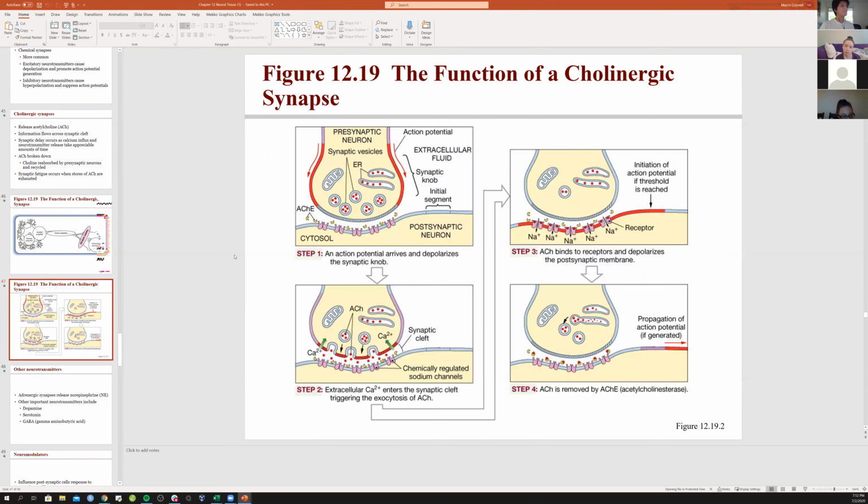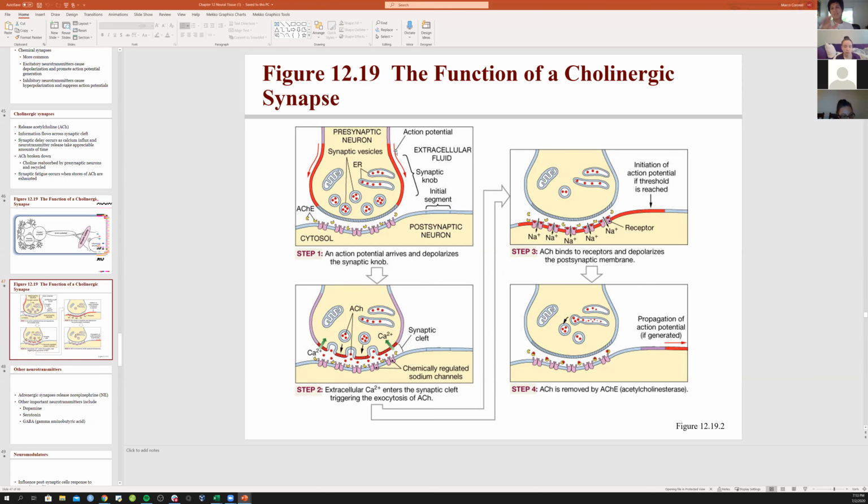Now what's going to happen? Whenever the action potential reaches the synaptic endings, just like we have voltage gated sodium and voltage gated potassium channels, at the synaptic endings we have voltage gated calcium channels. What's going to happen when the voltage of the action potential reaches the axon terminal? These voltage gated calcium channels are going to open. What does that mean? Calcium rushes into the cell.